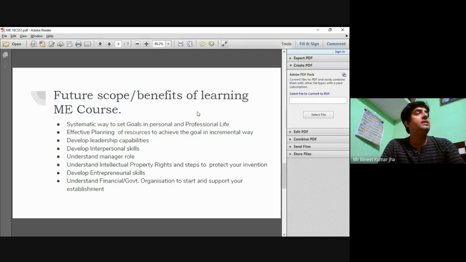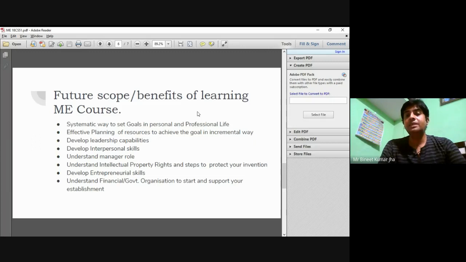Apart from that, the next skill which you are developing through this course is called interpersonal skill. So how to communicate, how to lead a team, how to interact with them, how to manage and control them. These skills you're going to learn here. So definitely you're going to develop your interpersonal skill in this manner.